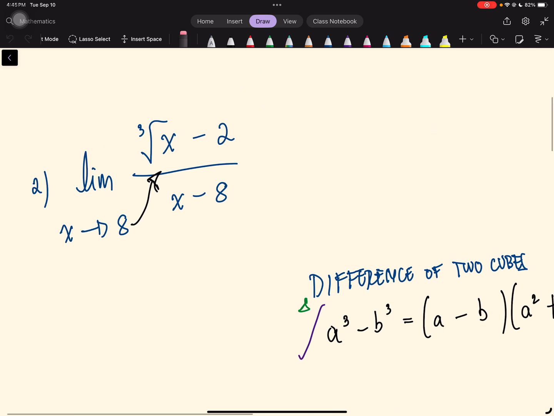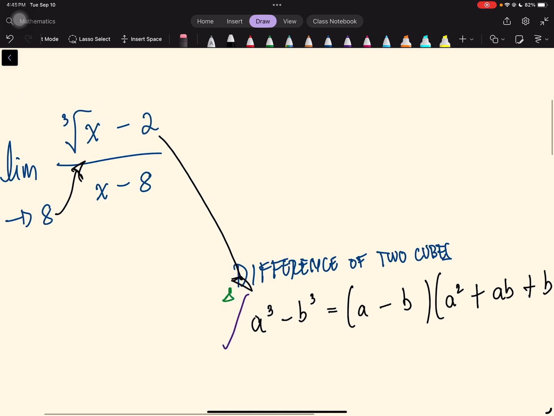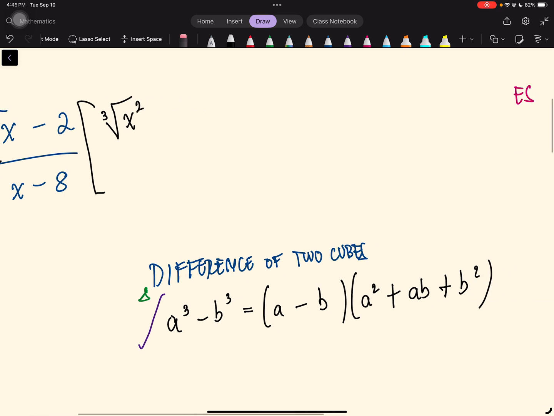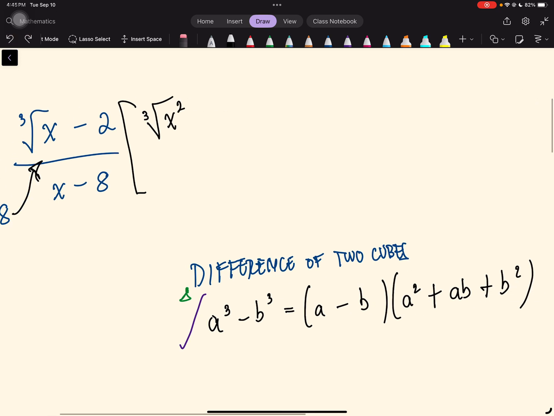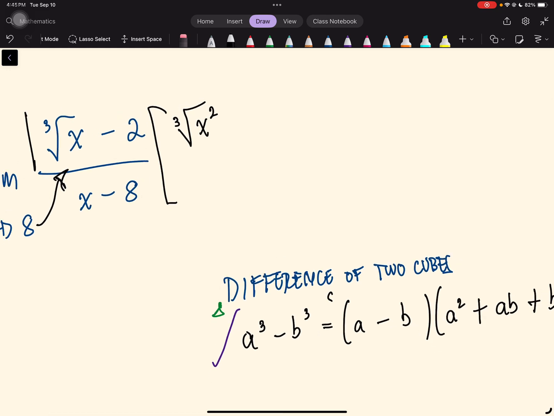Okay. So what we're going to do is convert this one like this so that the cube root is gone. So we're going to multiply it. The conjugate is the cube root of x squared. You see what I did? I squared it. So basically, this one here is this one here. Okay? I squared it. So, cube root of x squared.